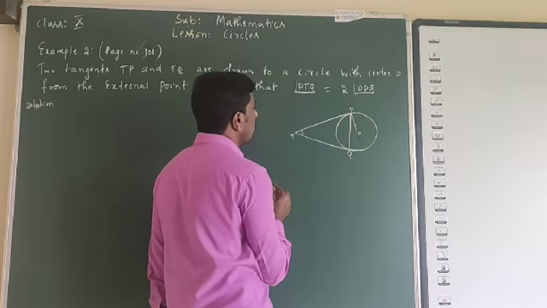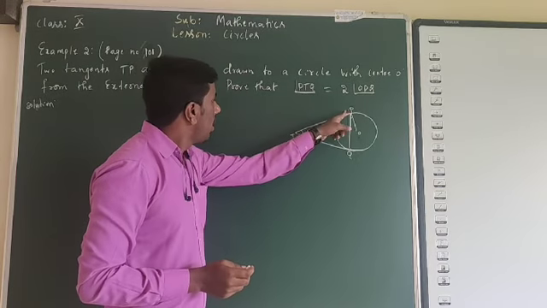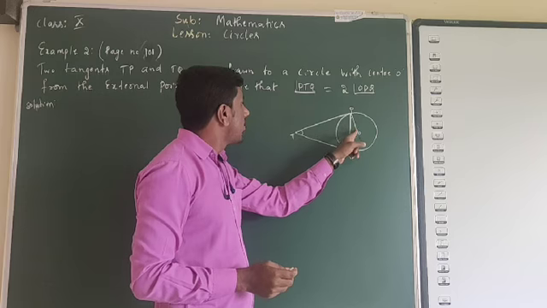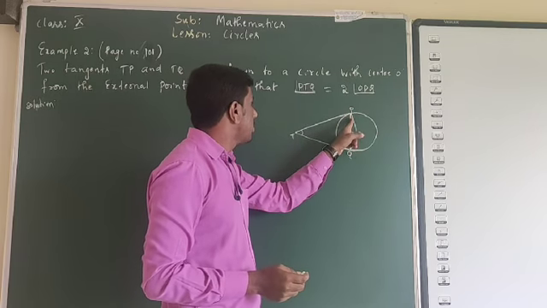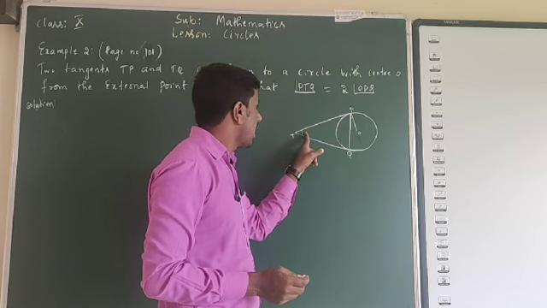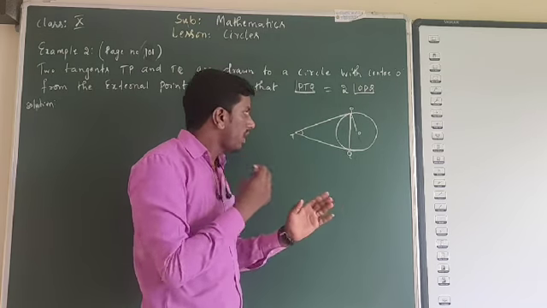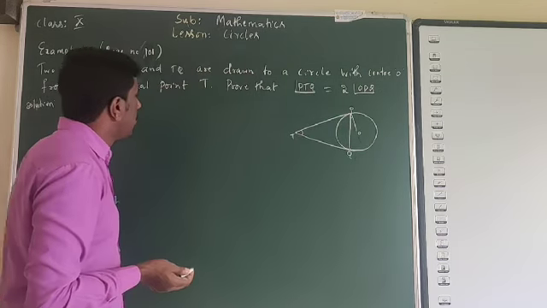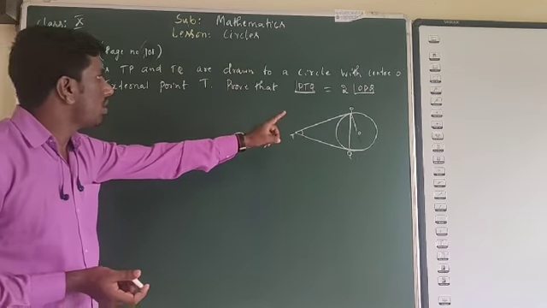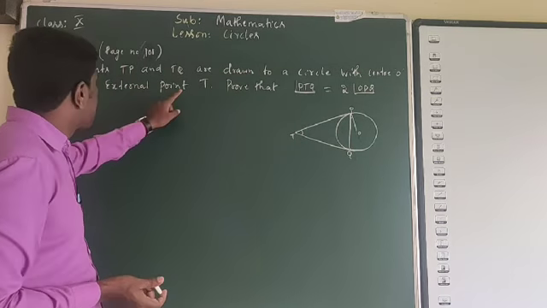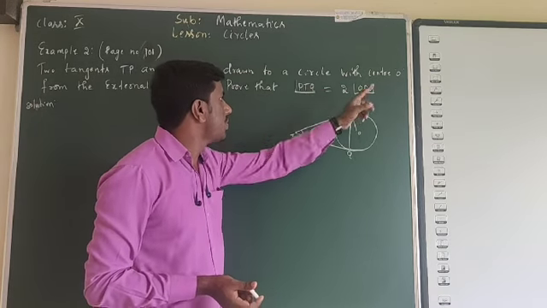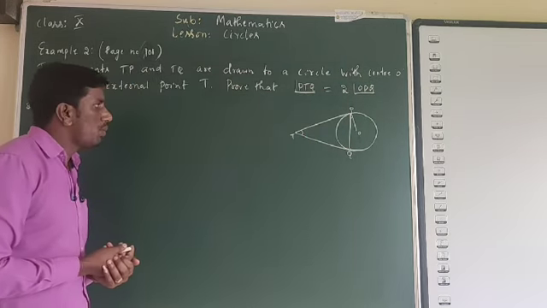Okay. So we need to prove that angle PTQ, this angle, is equal to 2 times this angle OPQ. This is OPQ, this angle. So this angle is 2 times this one. We need to prove this. From the question: two tangents TP and TQ are drawn to the circle with center O from the external point T. Prove that angle PTQ is equal to 2 times OPQ. That we need to prove.